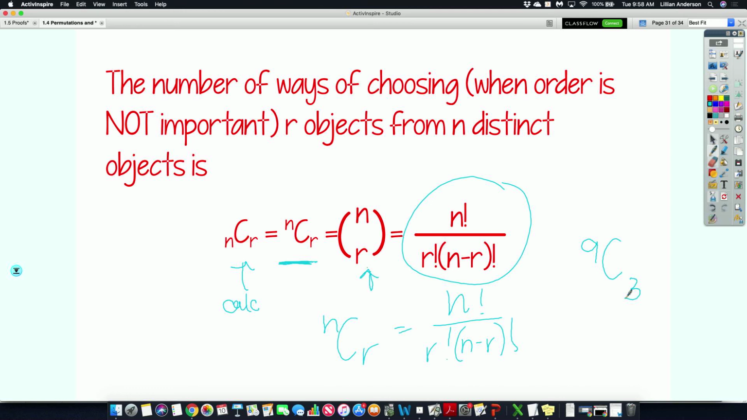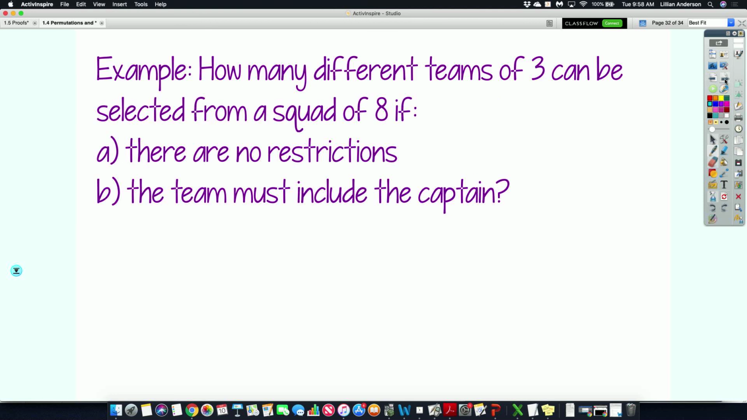All right. So we're going to look at a few examples that deal with combinations, and maybe you'll start to tell the difference in these examples of when to use combinations versus permutations. In this example, how many different teams of 3 can be selected from a squad of 8 if there are no restrictions, and if the team must include a captain?